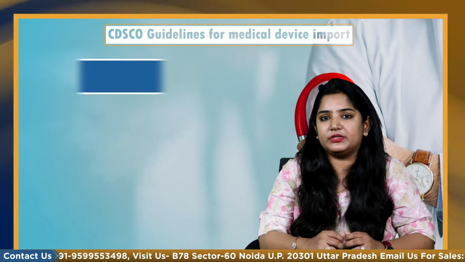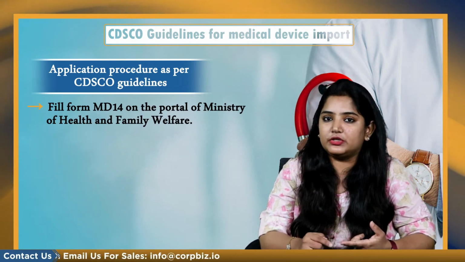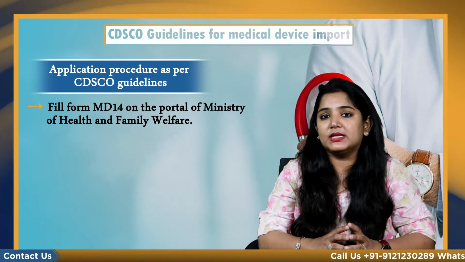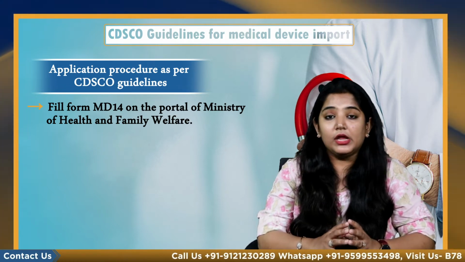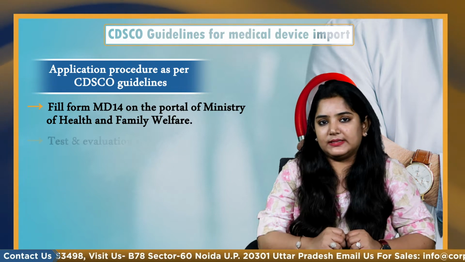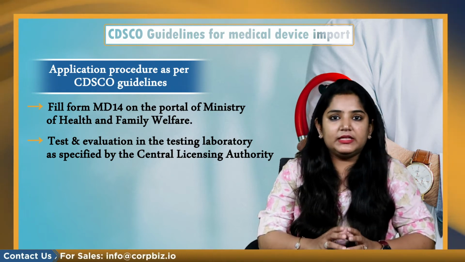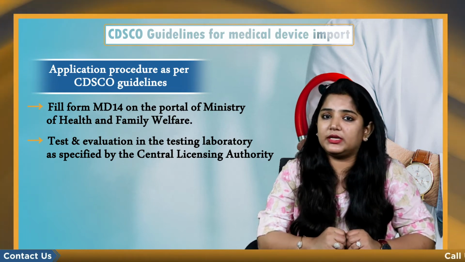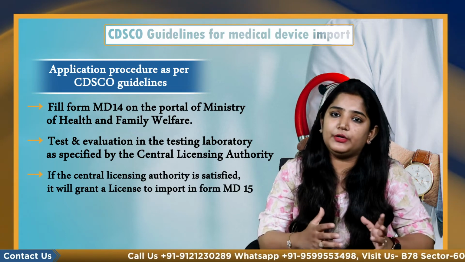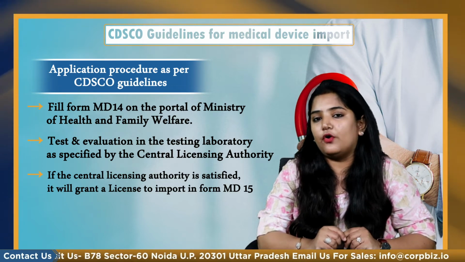Now let's see the application procedure as per the CDSCO guidelines. An authorized agent having a valid license to manufacture for sale or distribution, or a wholesale license for the same, can apply to the Central Licensing Authority online in Form MD14 on the portal of the Ministry of Health and Family Welfare for obtaining an import license for a medical device. If the Central Licensing Authority has reason to believe that the quality of the medical device has been compromised, it is subjected to test and evaluation in a testing laboratory as specified by the Central Licensing Authority. After evaluation of the application form and documents, if the Central Licensing Authority is satisfied, it will grant a license to import in Form MD15.